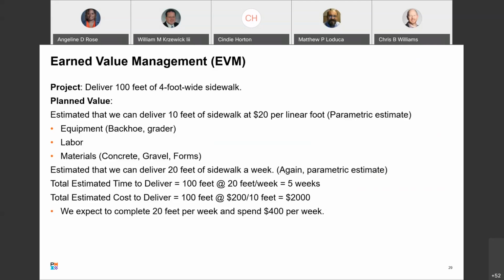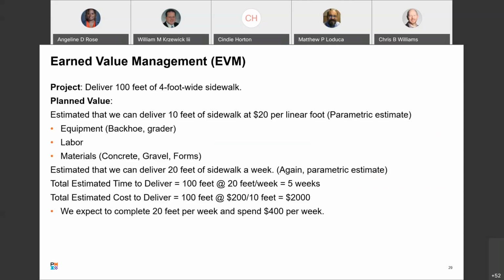And we talked about parametric estimates, I think, last week. It's basically if you've done this project over and over and over again, where you know you can boil it down and say, look, it's going to cost me $20 per linear foot. I know this already. That's a parametric estimate, is that you can boil it down to that kind of cost structure because you've done it so many times. Now we're going to include equipment, which is a backhoe and a grader, the labor, and the materials: the concrete, the gravel, the forms, those wooden squares, so we have nice squares when we pour our concrete.